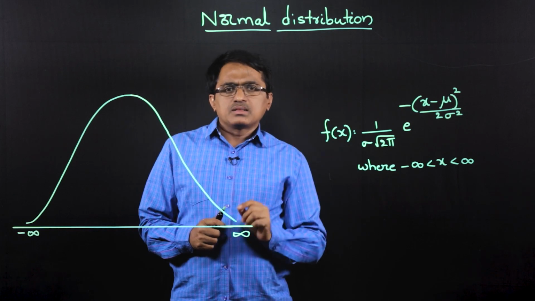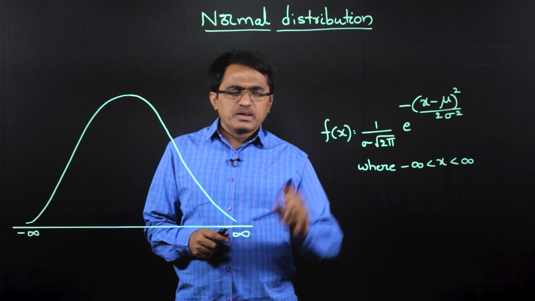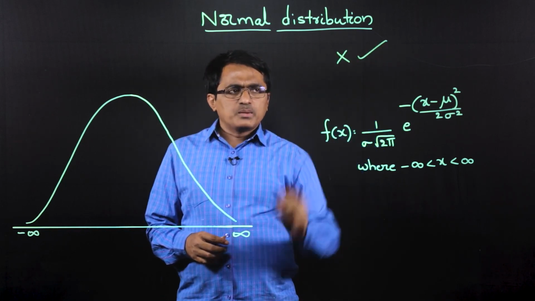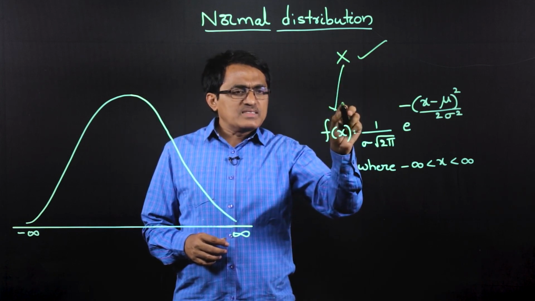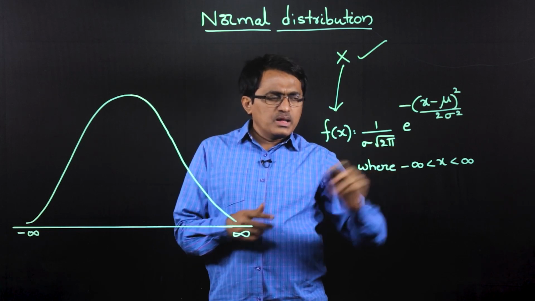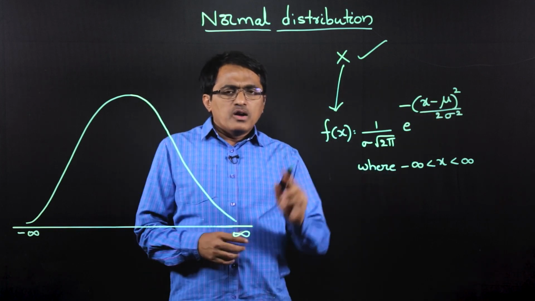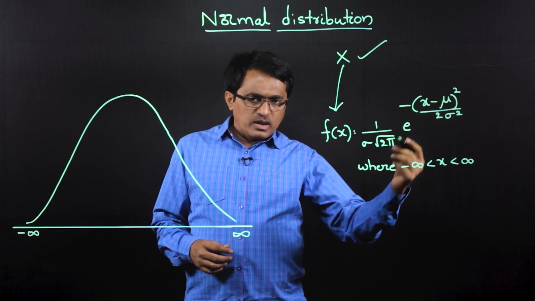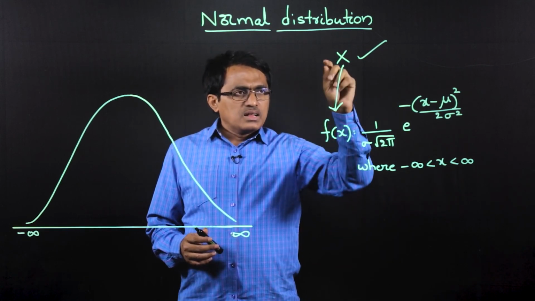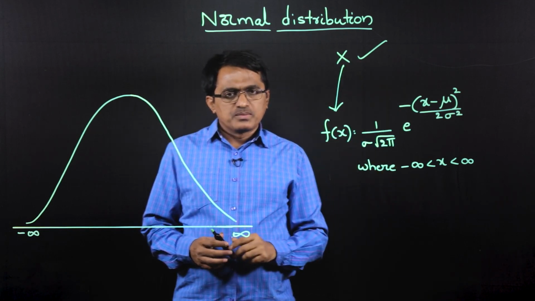One important thing we need to remember is this distribution is related to a continuous random variable. Suppose x is a continuous random variable whose probability density function is defined by 1 by sigma root 2 pi e power minus of (x minus mu) whole square by 2 sigma square, where x takes all the values from minus infinity to infinity. Then we say the continuous random variable x follows normal distribution.